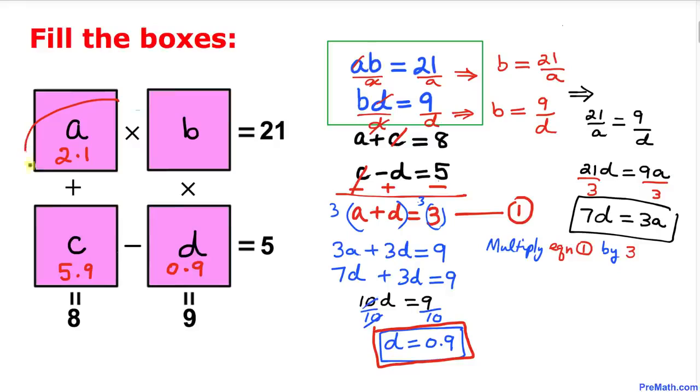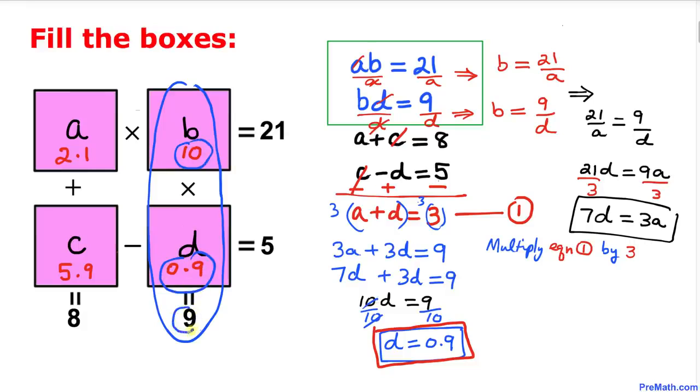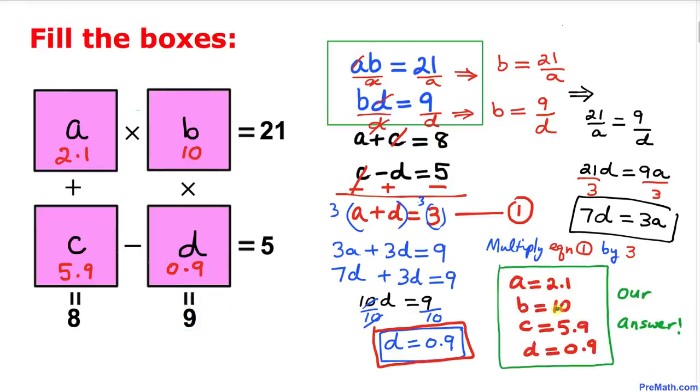And now let's focus on these boxes horizontally. 2.1 times what is going to give us 21? So this B has got to be 10. 10 times 2.1 gives us 21. So our B value turns out to be 10. And now finally we are going to check these boxes. B is 10 and D is 0.9. If we multiply these two numbers, we get 9. So everything looks fine. Thus our A value is 2.1, B is 10, C is 5.9, and D is 0.9.